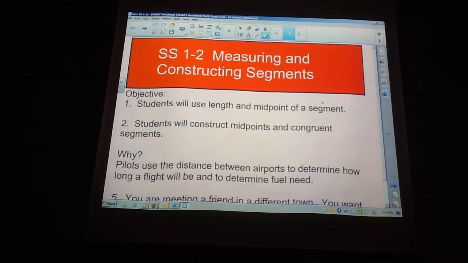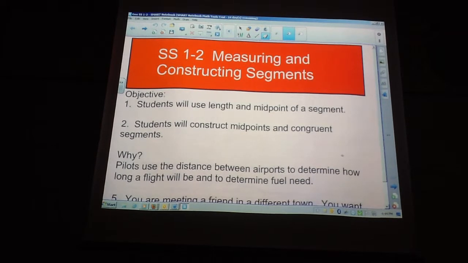We're going to do this on section 1-2, which is measuring and constructing segments. So just like normal, you need to take a half a page of notes. And the first thing that you need to write down from this page will be the section number 1-2 and the title, Measuring and Constructing Segments, and also the number 5 down here.